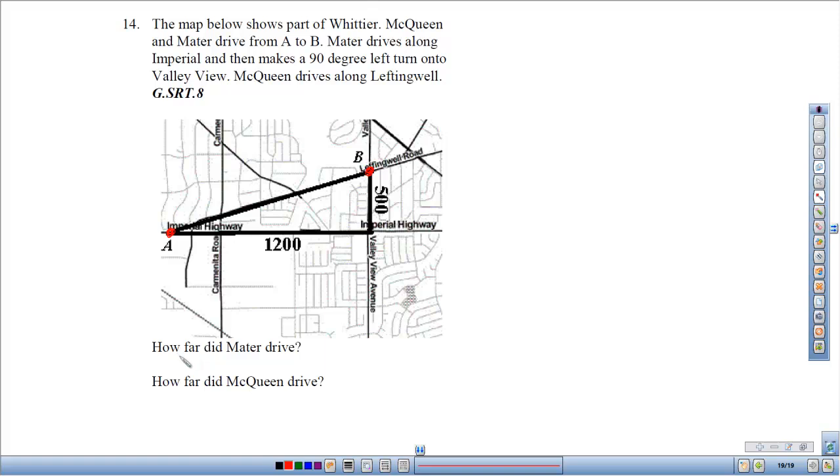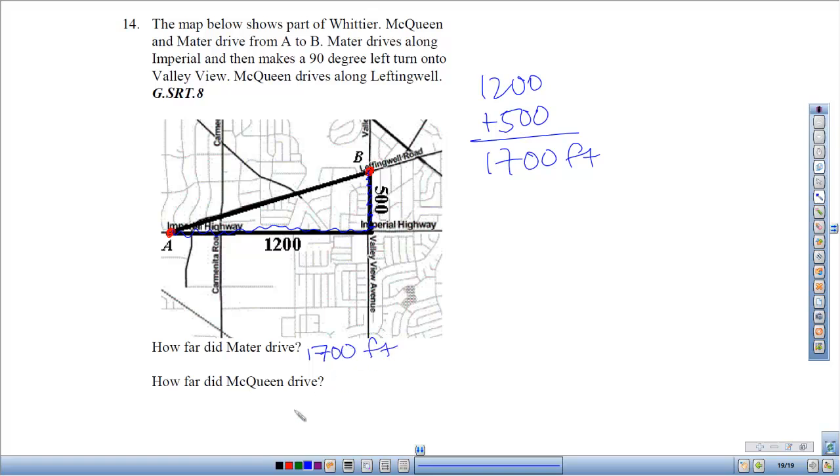So the first question is, how far did Mater drive? Well, he is the one that went along Imperial and then went along Valley View. So he drove 1,200 feet, and then he drove 500 feet. So you just add those together to get how far he drove. 1,200 plus 500, you could do this on your calculator, comes out to be 1,700 feet. So that's how far Mater drove.